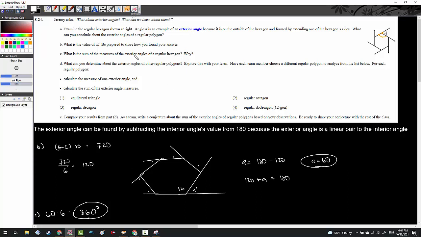Now, I believe I actually made a mistake right here. I apologize. That exterior angle is supposed to be extending this way. No wonder it looked all weird. Okay, cool. There you go. Now it looks more normal. Okay, cool. So that was C.